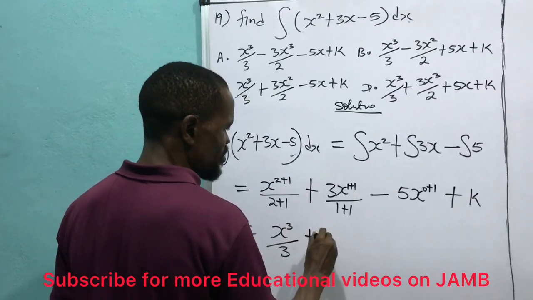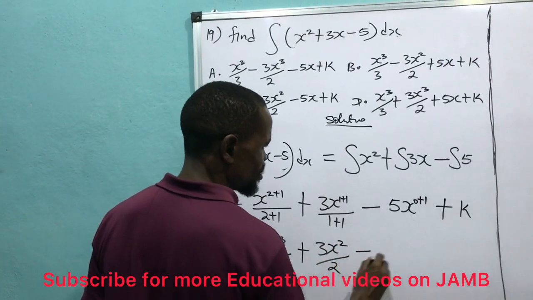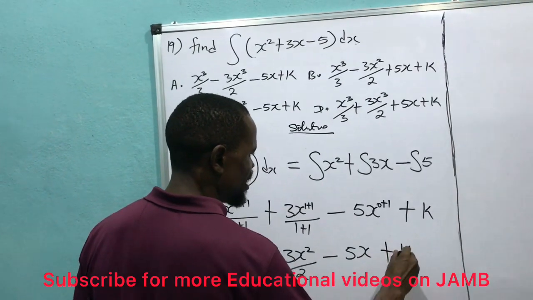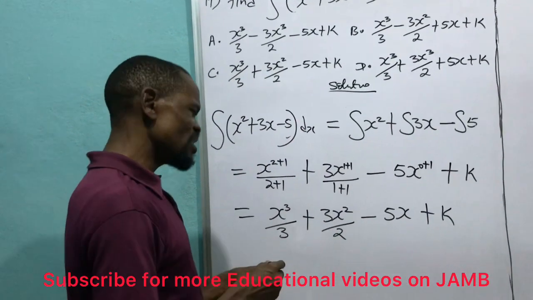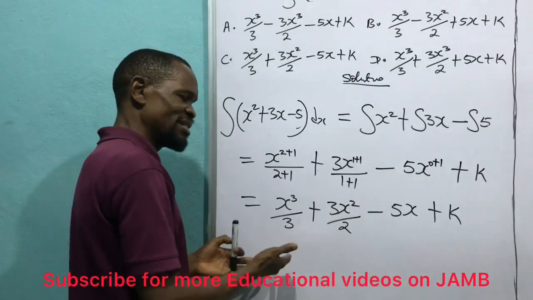Plus, this will give me 3x raised to power 2 all over 2, minus, this will give me 5x, then plus K. And that's our integration. Remember, this is our integration. Looking at this, this is our answer of the integration.